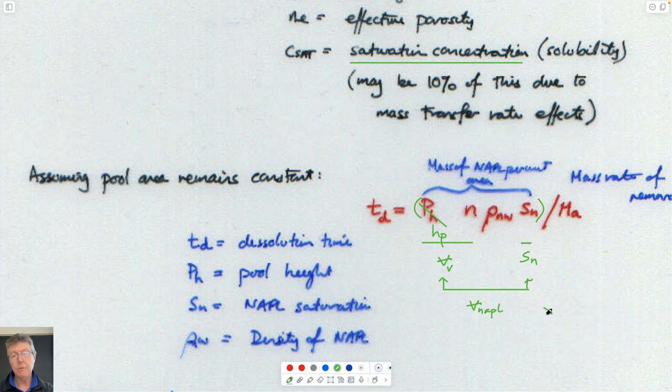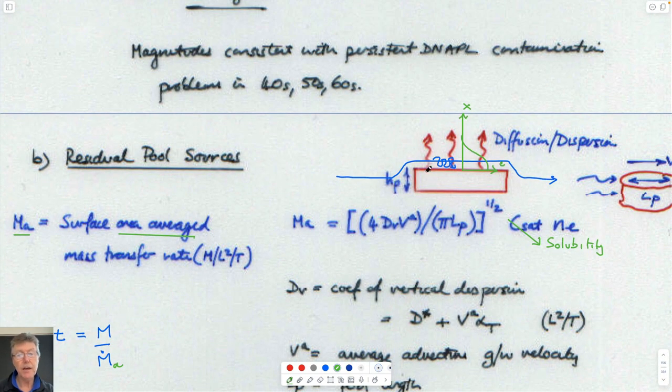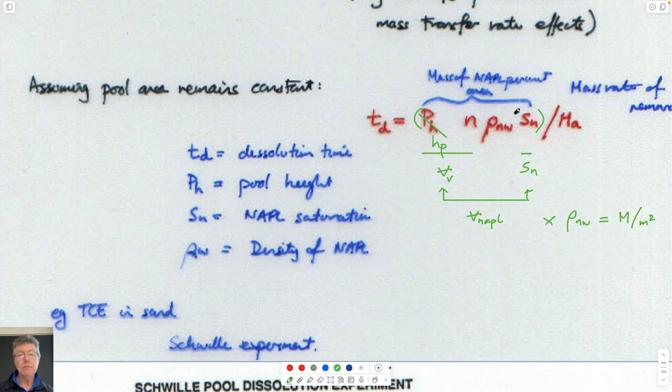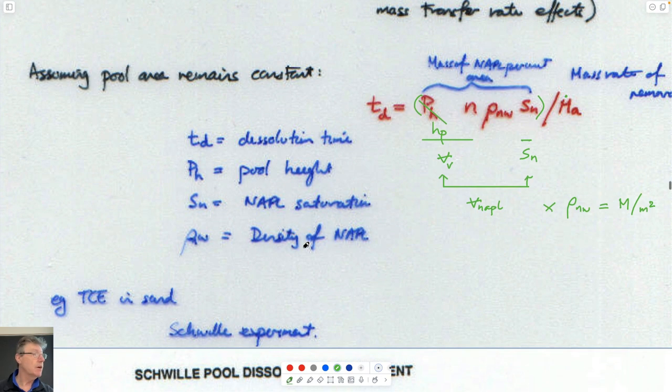And if you multiply the volume of the NAPL times the density of the NAPL, you get the mass. But it's mass per unit area, mass per meter squared, right? Because we're only including the vertical height, we're not including the horizontal area. So it's mass per unit area, we divide by a mass rate per unit area, and that gives you the time that it takes to dissolve.